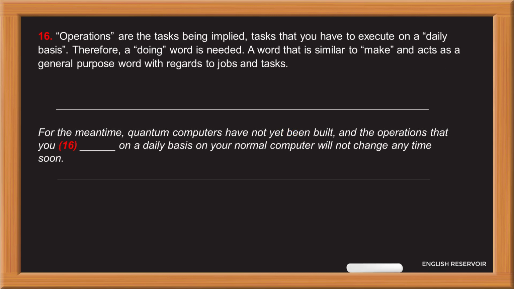16. Operations are the tasks being implied. Tasks that you have to execute on a daily basis. Therefore, a doing word is needed. A word that is similar to make and acts as a general purpose word with regards to jobs and tasks. For the meantime, quantum computers have not yet been built, and the operations that you do on a daily basis on your normal computer will not change anytime soon.